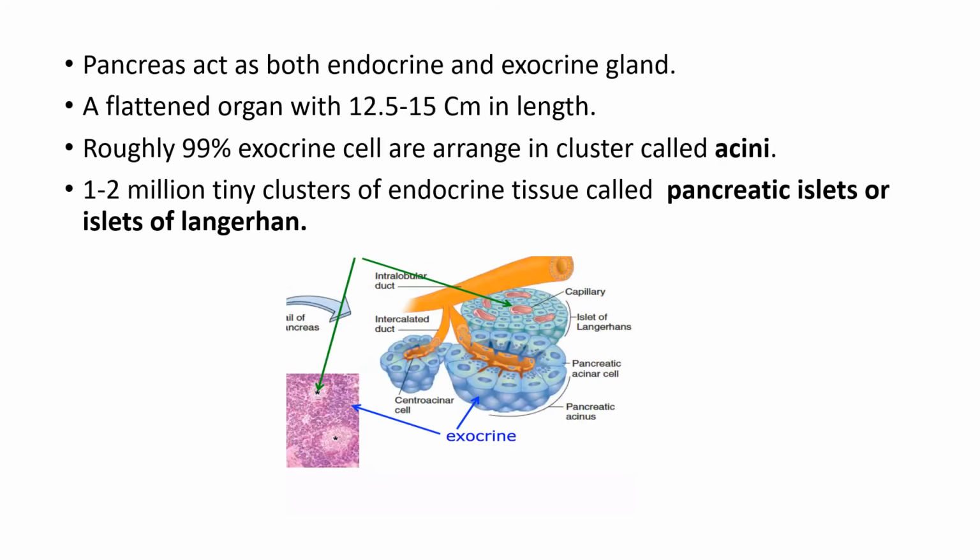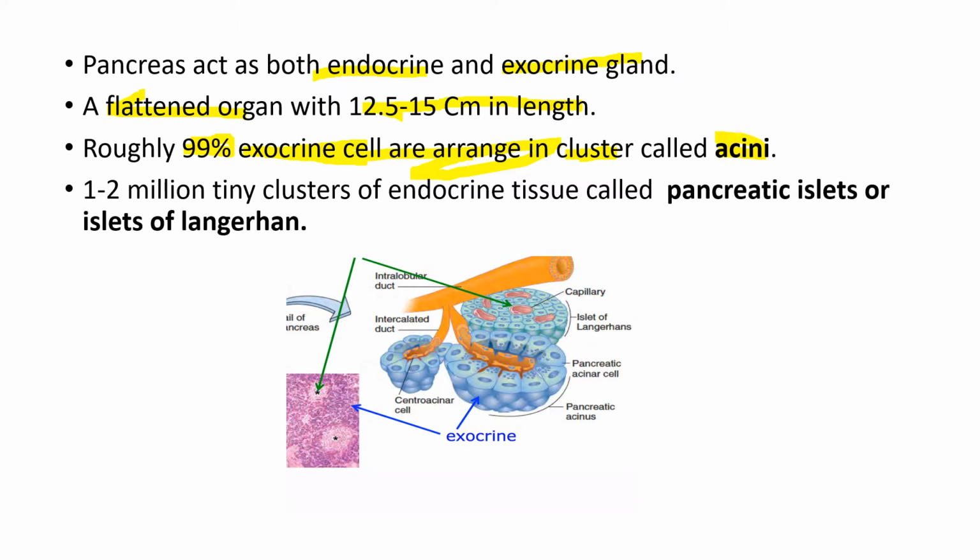So as you know, the pancreas is a mixed organ. It contains both exocrine and endocrine glands. It is a flat organ, 12.5 to 15 centimeters in length, and it consists 99% of exocrine cells, and they are arranged in clusters. This cluster is known as acini.